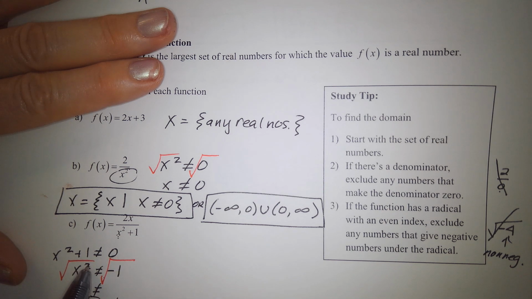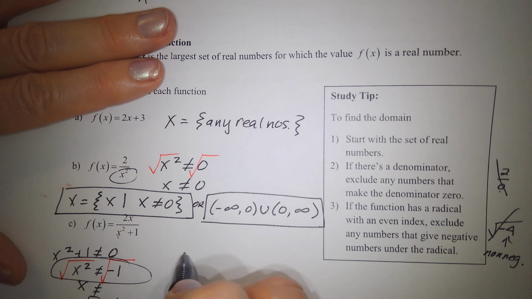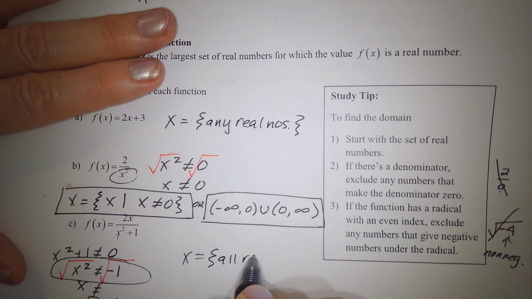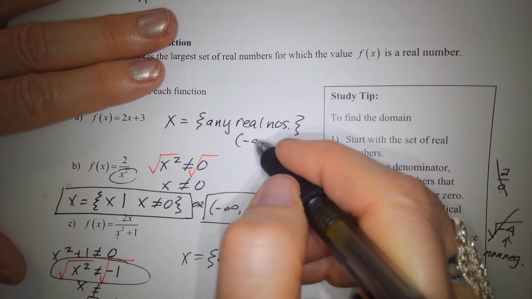How is it possible that any number that I put in here, when I square it, will ever be negative 1? That is impossible. Anytime you square a number, you'll always get a positive. So no matter what x I plug in, I'll always get a positive value down here, which means it will never be 0. It's impossible to make this 0. So therefore, x is all real numbers. In interval notation, we would show that as negative infinity to infinity.